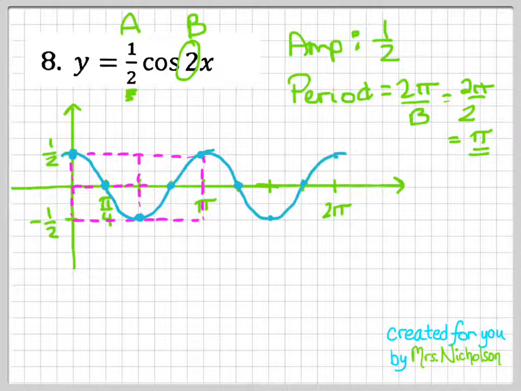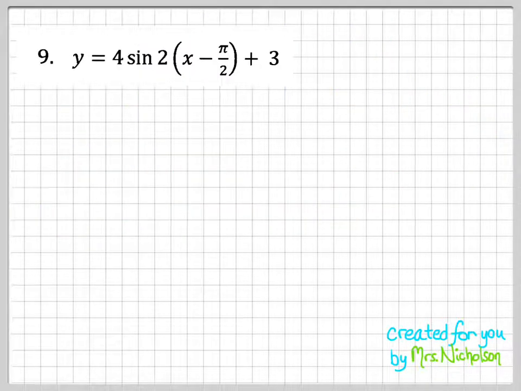There we go. All right, question number 9. This is the one question that involves all 4 of the transformations. First thing we should do is write out what all the changes are going to be. I have an amplitude here of 4. That comes from here. B, C, D.